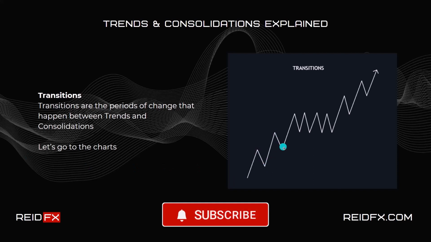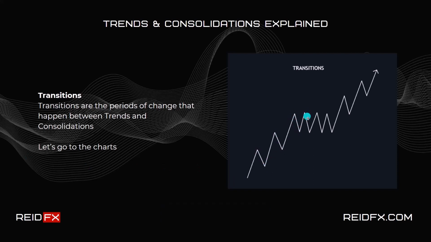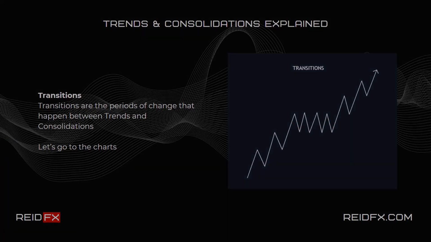So here we can see an uptrend, and at some point we change into a range before again changing back into an uptrend. So the points at which this happens, at either end of this range in this case, this is a transition. So let's go to the charts and have a look at some real examples.